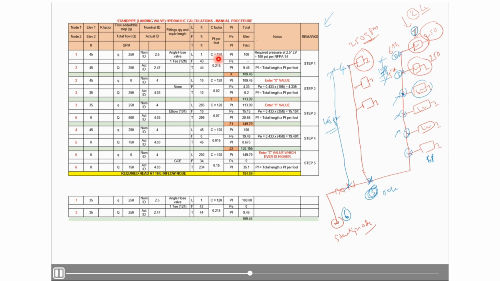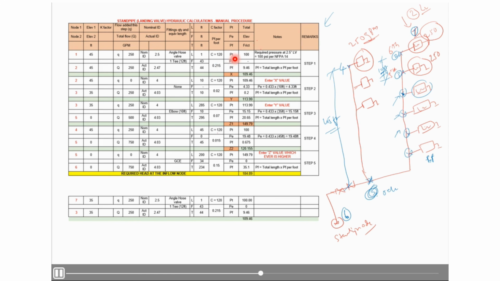So you just check my video series on friction loss calculations to know more about the C factor concept and also pressure losses or the Hazen-Williams formula. So basically friction loss we need to calculate from this particular 1 to 2 node. For 1 to 2 node there is a formula, I did not mention it here, you just check NFPA 13 or my video series on friction loss calculation. So based on that formula we got 0.215.